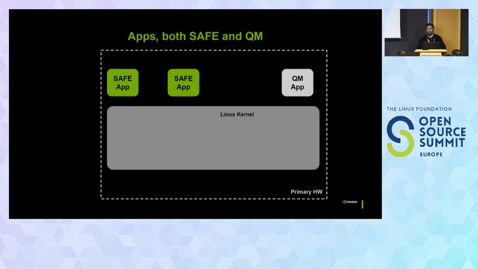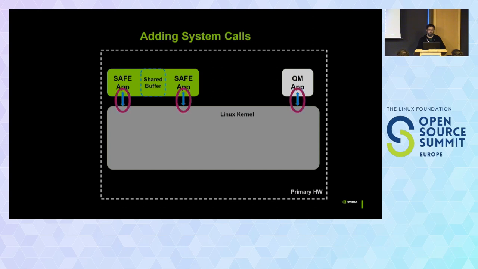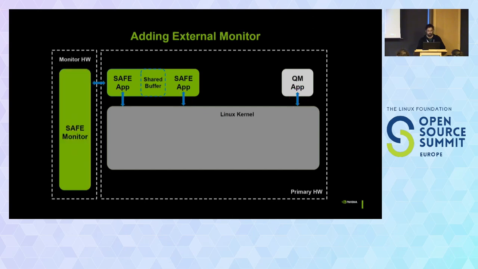So when we have a Linux system, well, from a very high level view, we have applications which can be safe or not, and then we have the kernel. Applications might talk to each other through a shared buffer, for example, and then applications perform system calls. System calls are nothing else than the means that the application has to ask the kernel to do something that the application would not be able to do itself. And then we have the safe monitor that I mentioned earlier, and you can think about it as a watchdog, for example, in its simpler implementation.